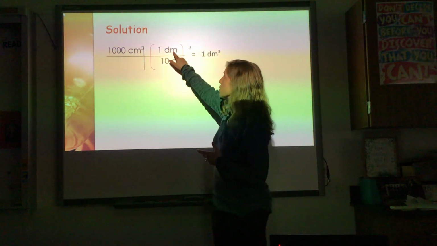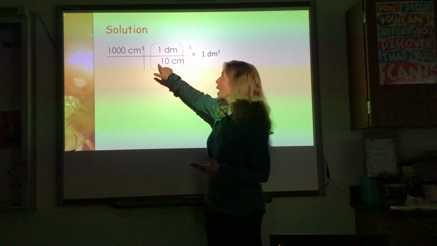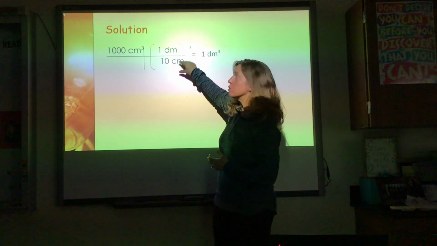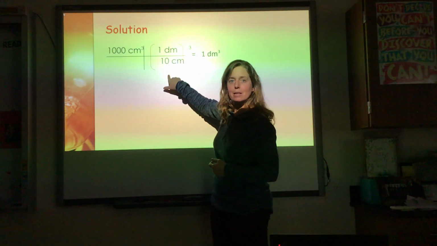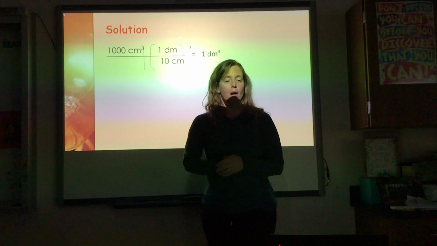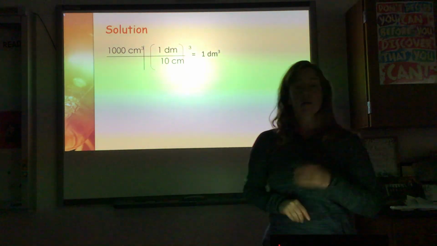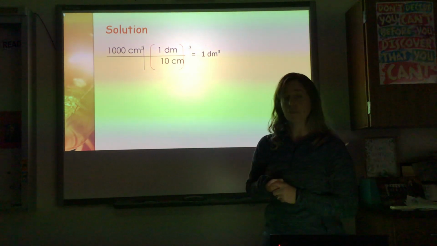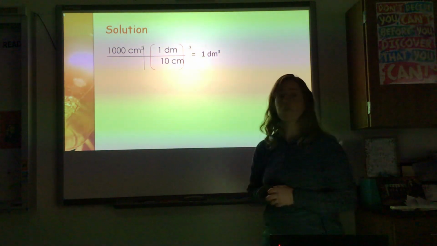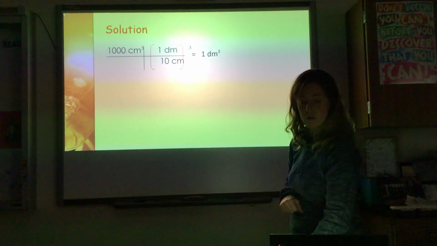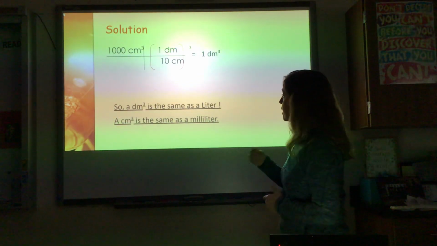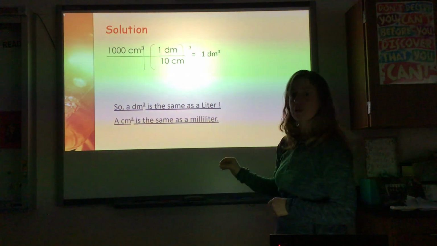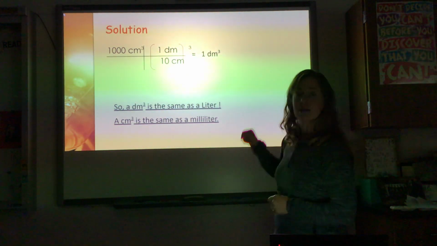So all I have to do here is I know what my ratio is, and because that unit is cubed, I just cube the whole ratio. So my 1 gets cubed and my 10 gets cubed. So now in this problem, I'm going to take 1,000 times 1 cubed divided by 10 cubed. And that's going to give me an answer of 1 decimeter cubed. So a decimeter cubed is the same as a liter. So that means a centimeter cubed is the same as a milliliter.